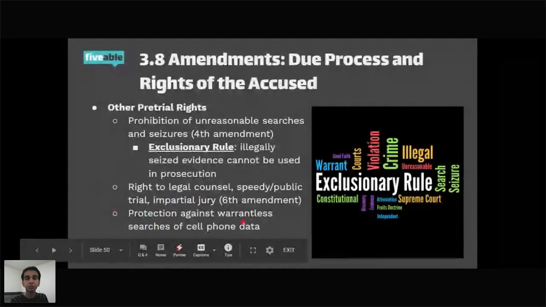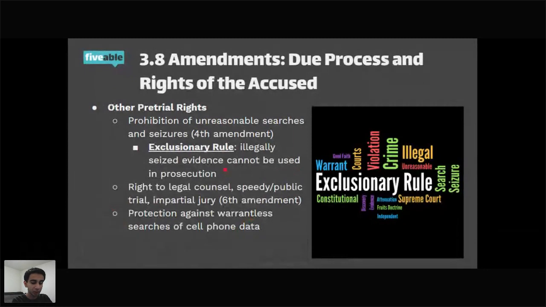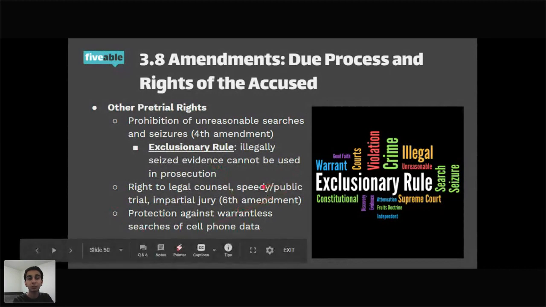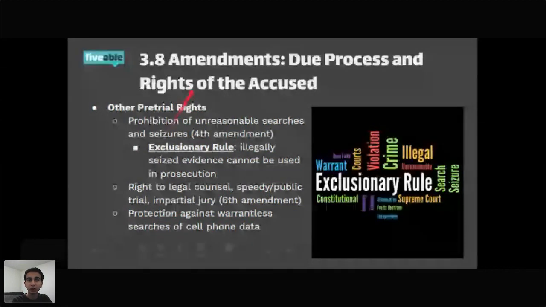So there's a protection against warrantless searches of cell phone data. That's something, again, you can talk about with the freedom of speech, so they kind of included this in 2 places. Again, it's not really a pretrial right, but it is important to remember that with increasing technology come more issues involving the right to privacy.